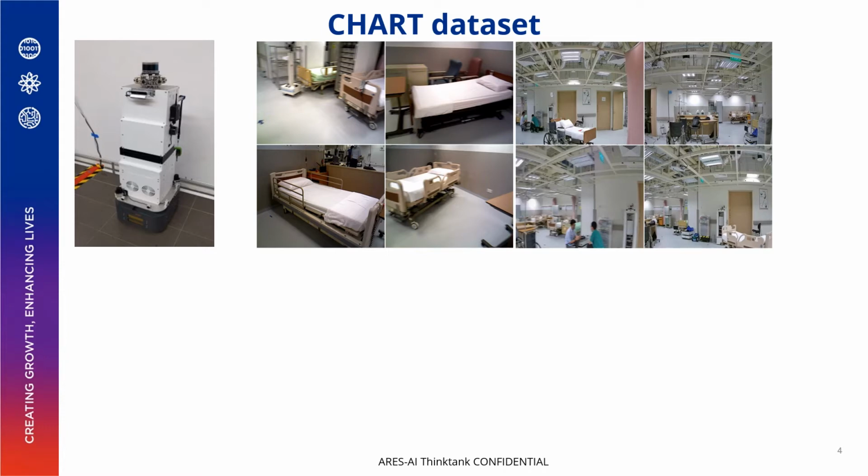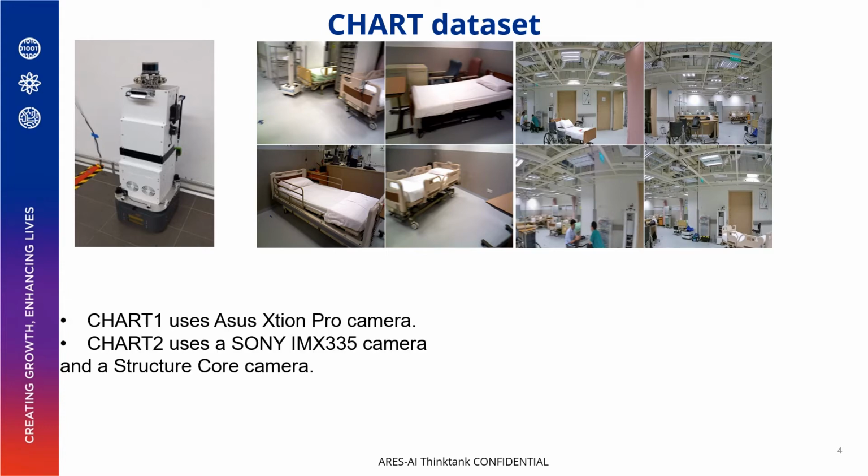On the left half side, you see the dataset for chart 1, which consists of data collected with an ICSR camera. And on the right side, you see the images collected from Sony IMX cameras, as well as the Structure Core camera. As you can see visually, there is a big difference between the data that we're getting out of these two different visual sensors.